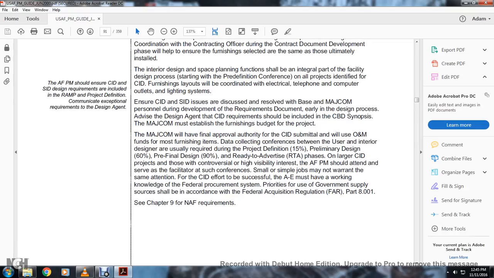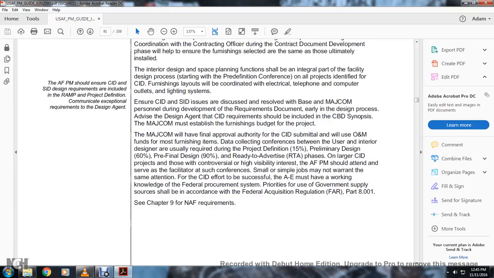The major command must establish the furnishings budget of the project. The Major Command will finally approve the authority of the comprehensive interior design submittal, but will use the operating maintenance funds for most of the furnishing items. Data collection conferences with the user and interior designer are usually required for the project definition, preliminary design, 60% pre-final design, and 90% ready to advertise phases.